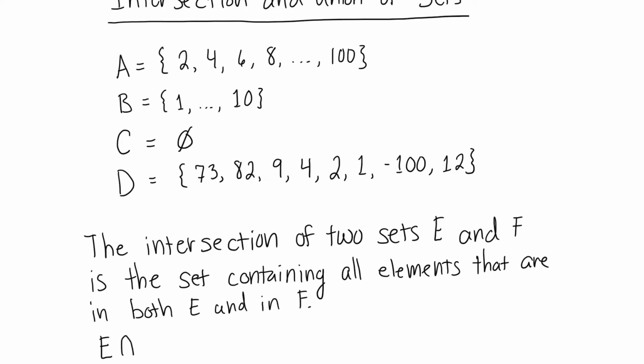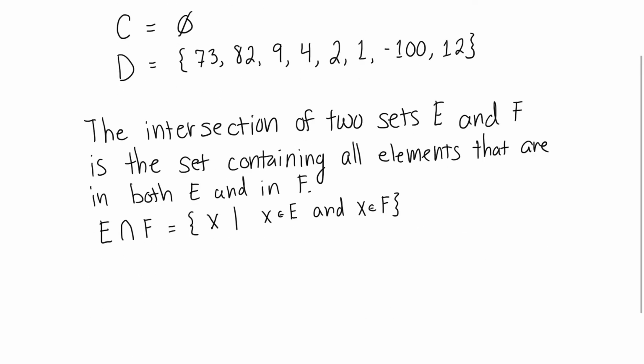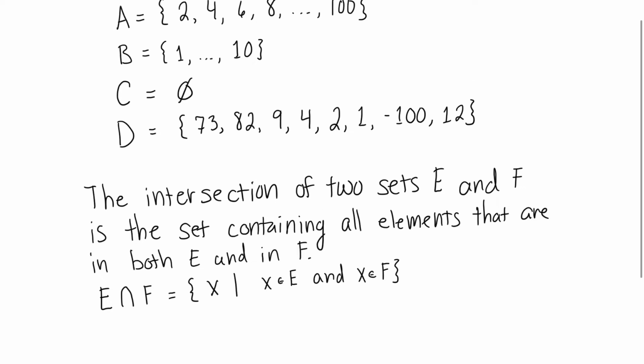The intersection of E and F is denoted E intersect F, like this. And to write the definition of this set using set builder notation, E intersect F is the set of all elements, X, such that X is in E and X is in F. Sometimes when you first see definitions like this, it can be a lot of mumbo-jumbo symbols, and it swims around in your head a little bit. So I find that to make intersections crystal clear, it really helps to have examples.